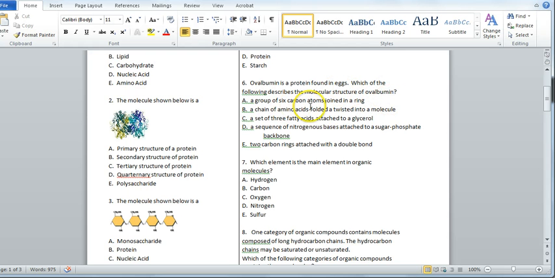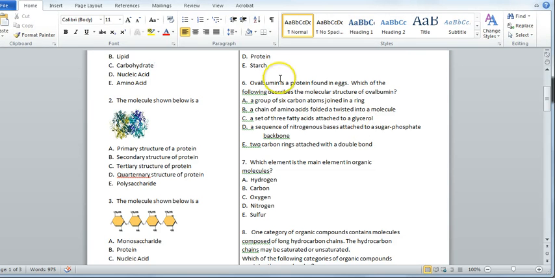A group of 6 carbon atoms joined in a ring; a chain of amino acids folded and twisted into a molecule; a set of 3 fatty acids attached to a glycerol; a sequence of nitrogenous bases attached to a sugar phosphate backbone; or 2 carbon rings attached with a double bond. And you definitely should pause here to read those over again, especially since I read them really fast.